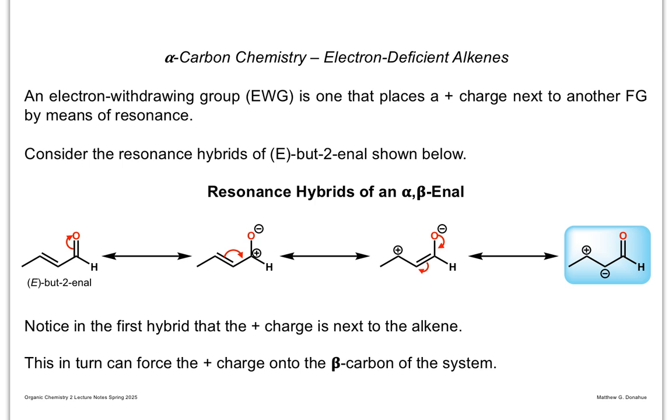So to understand that, let's look at that enal. And we see that, as I'll highlight in green, if we look at resonance forms, if the electrons from the pi bond migrate up to the oxygen, that puts a formal negative charge on the oxygen, a formal positive charge on the carbon. We have this double bond next door. So this is an allylic cation.